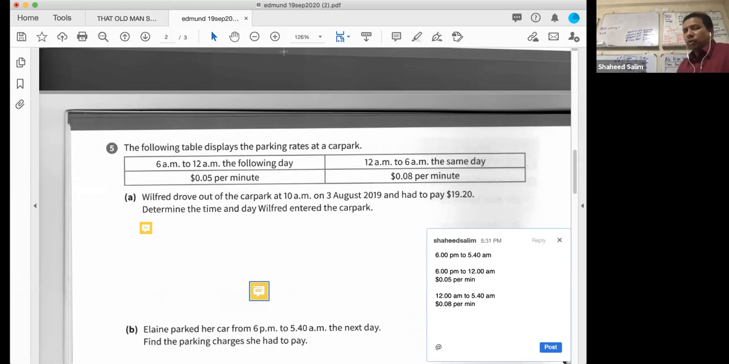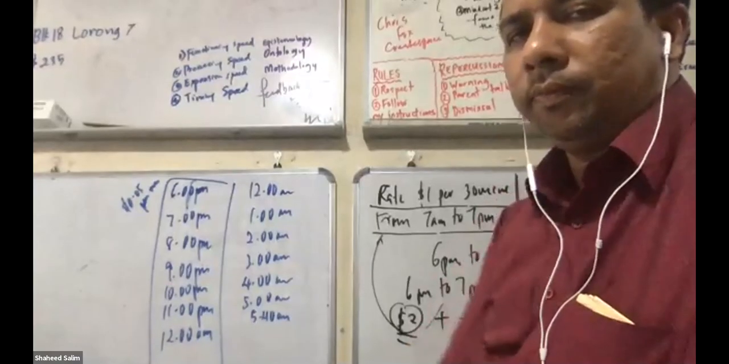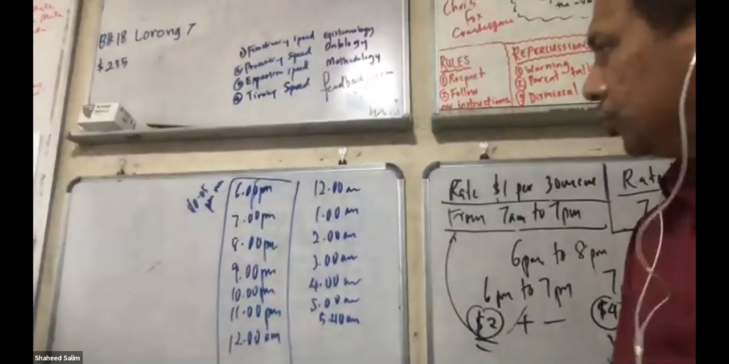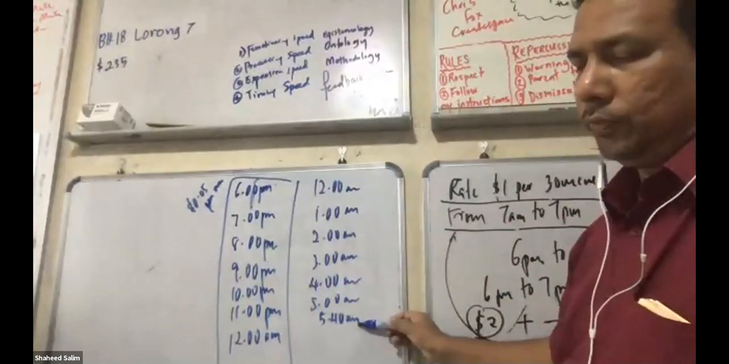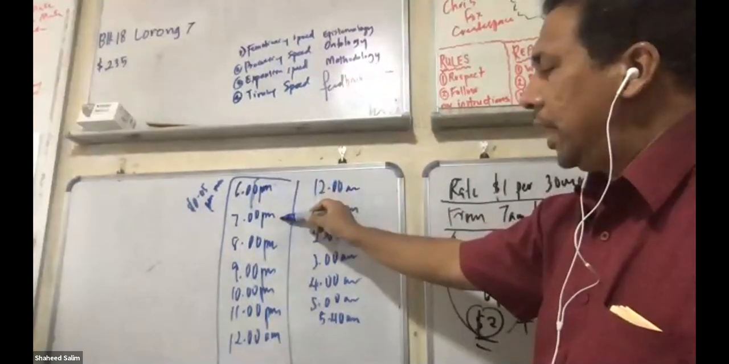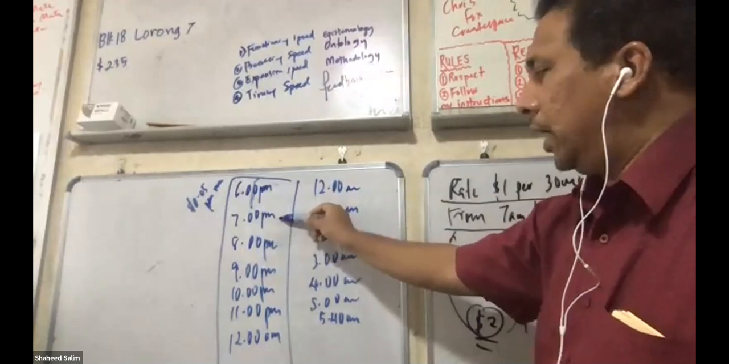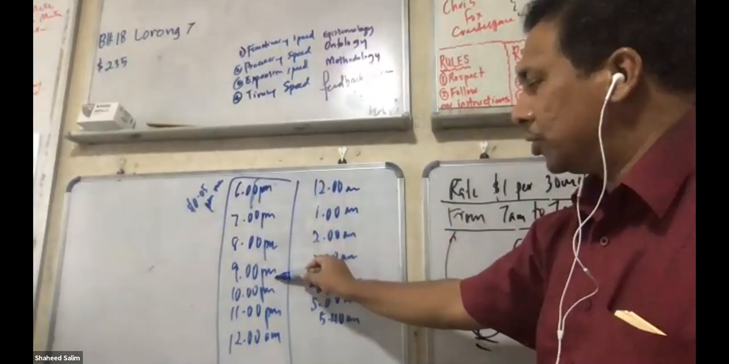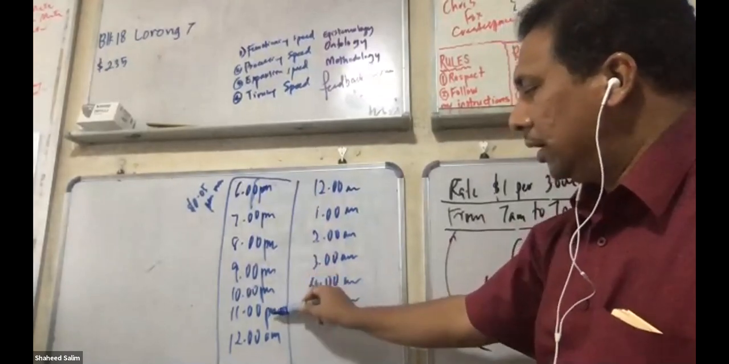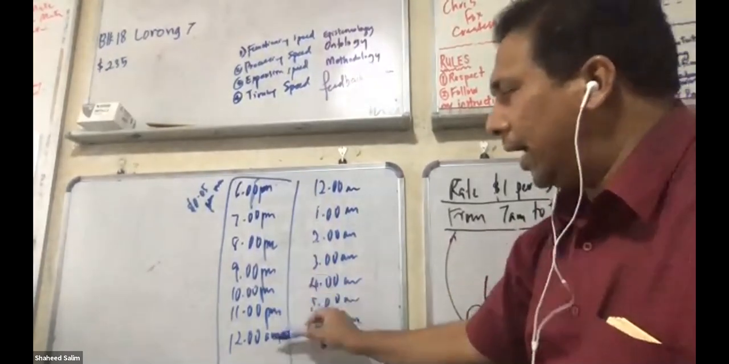Okay, I'm now going to show you this. You see whether you understand. Elaine parked her car from 6 p.m. right until 5:40. At 7 p.m. her car was there. 8 p.m. her car was there. 9 p.m. her car was there. 10 p.m. her car was there. 11 p.m. the car was there. 12 a.m. the car was still there.